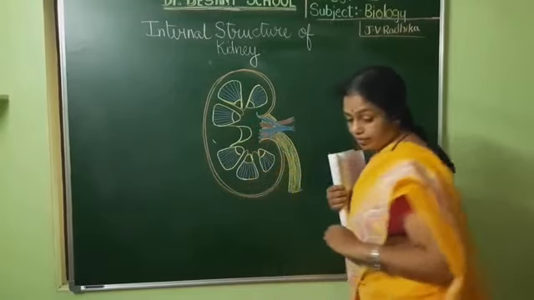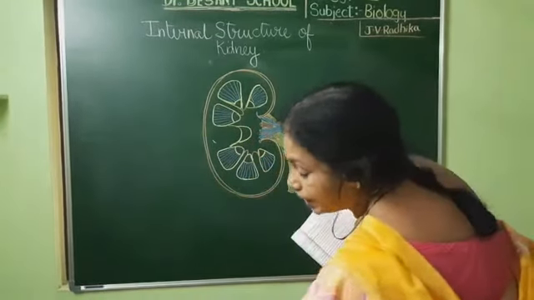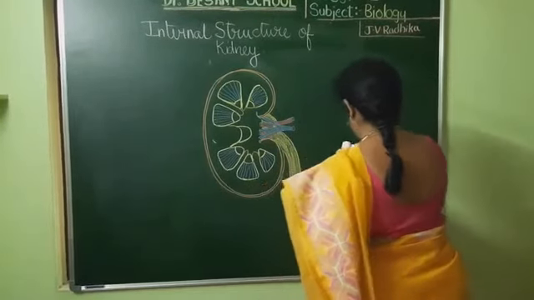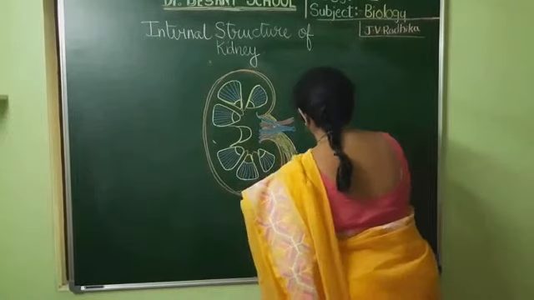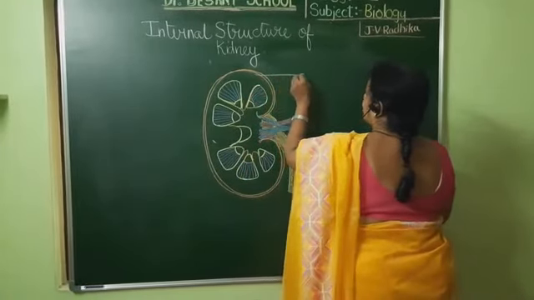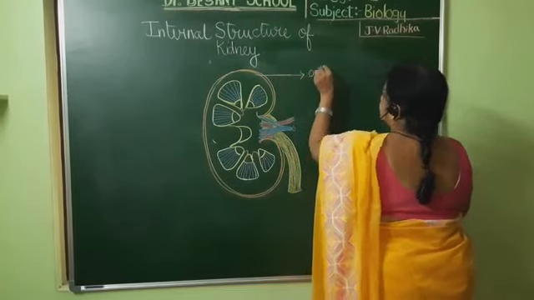Now we shall label the different parts of that. They are the outer cortex. It is the internal structure of the kidney. Already I have given that. So this is the outer cortex.